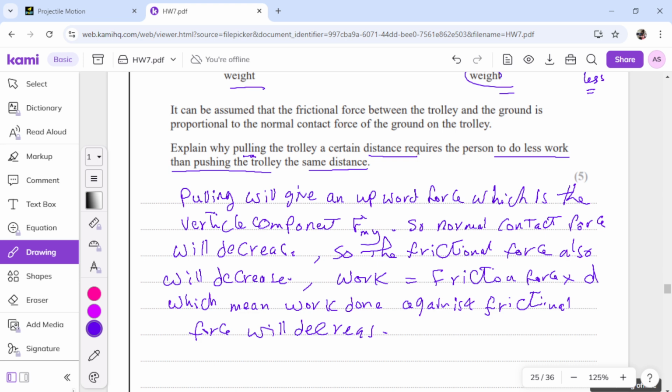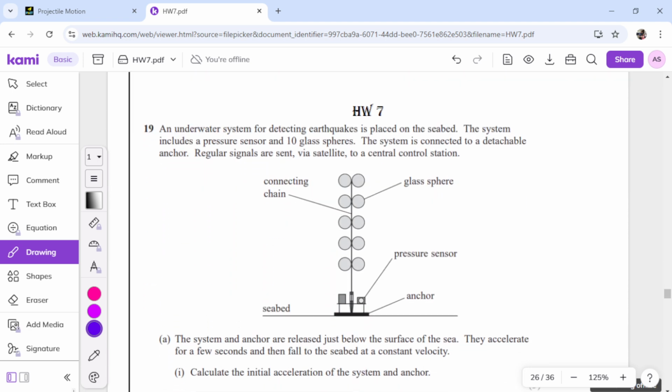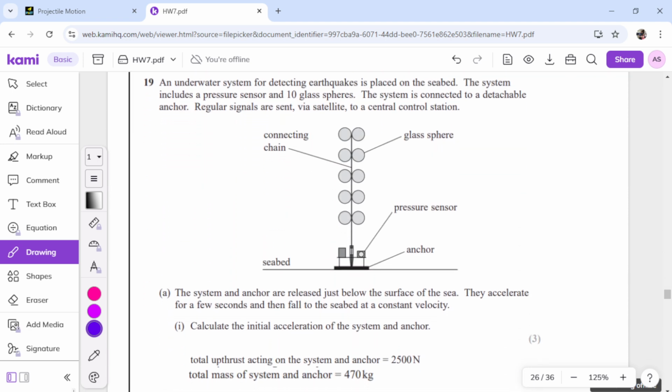This is why pulling the trolley a certain distance requires the person to do less work. So now we have less work needed to move the trolley. Okay, now the next question, 19.